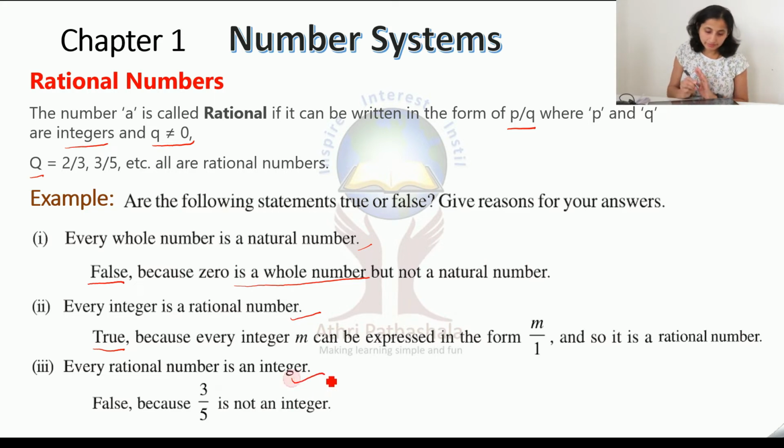And the next statement is every rational number is an integer. No, because for example, 3 by 5 is a rational number, but it is not an integer. So we can say every integer is a rational number, but every rational number is not an integer.